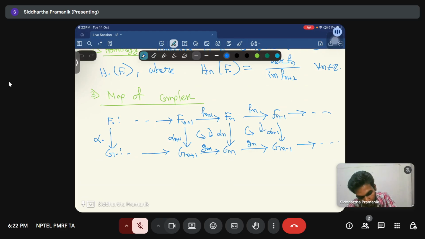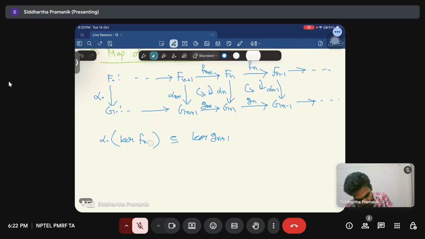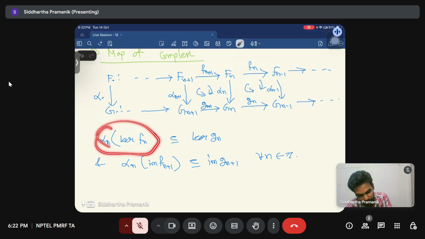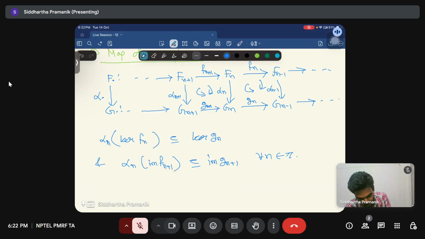Now if you have a map of complexes, alpha dot, then alpha n of kernel of fn will be a subset of kernel of gn, and alpha n of image of fn plus 1 will also be a subset of image of gn plus 1 for all n belongs to Z. So this we have seen, that a map of complexes will take kernel to kernel and image to image. So from this we can conclude this.